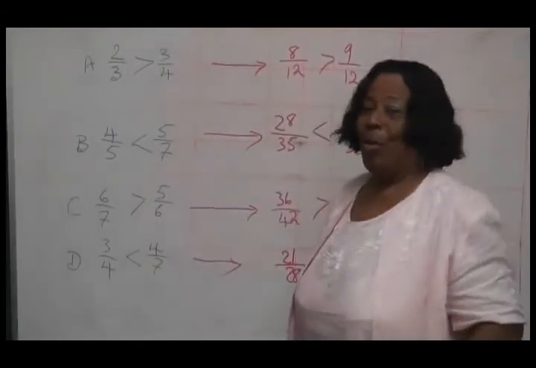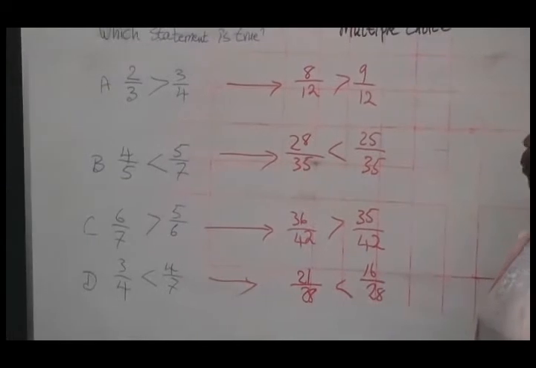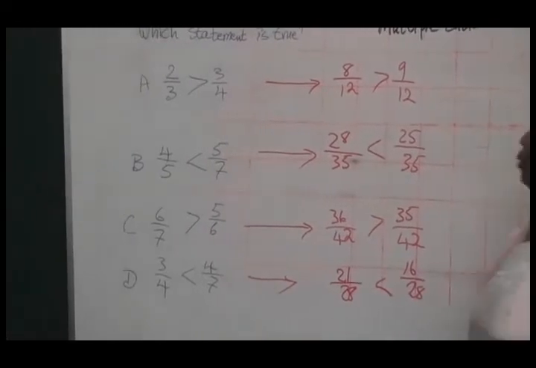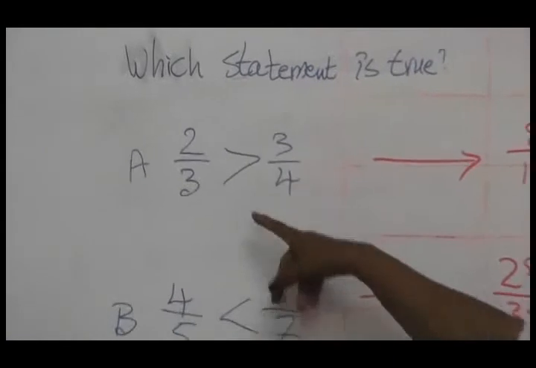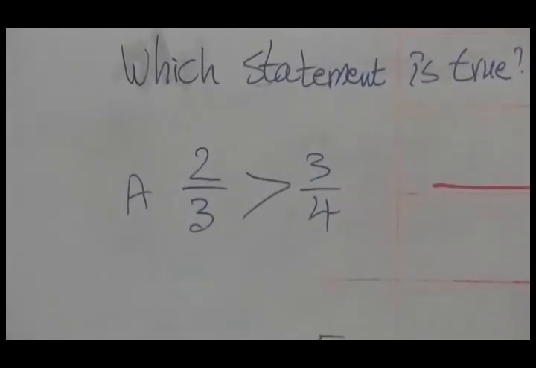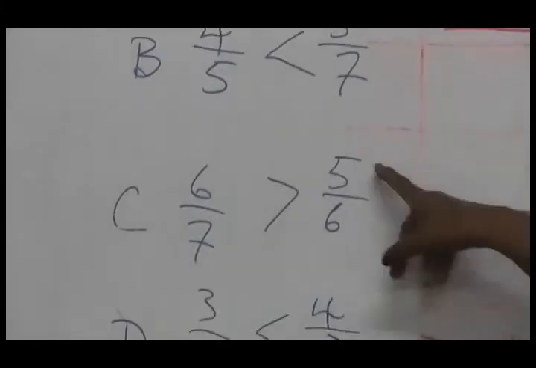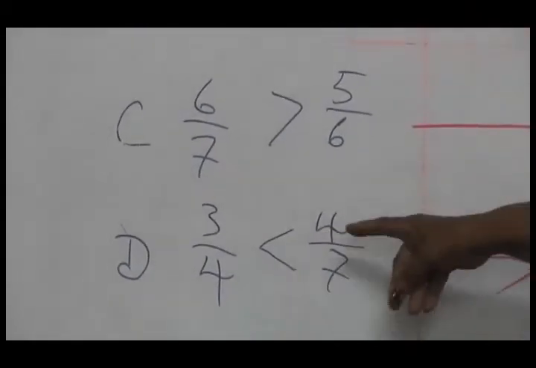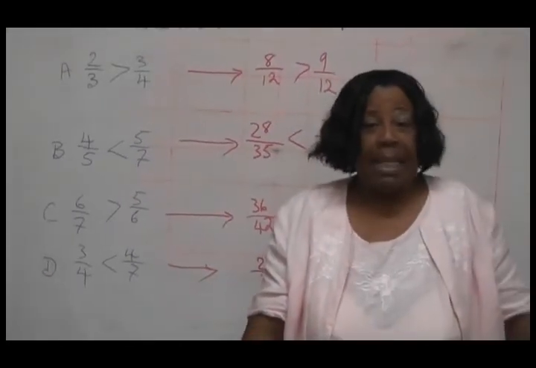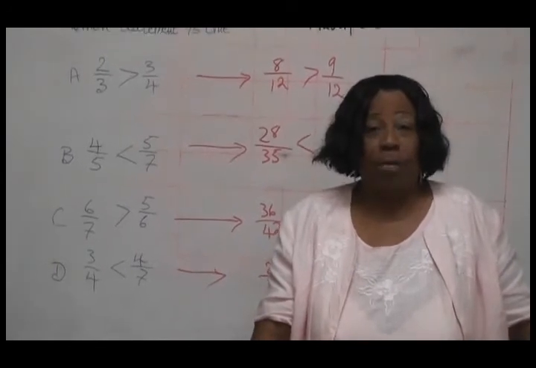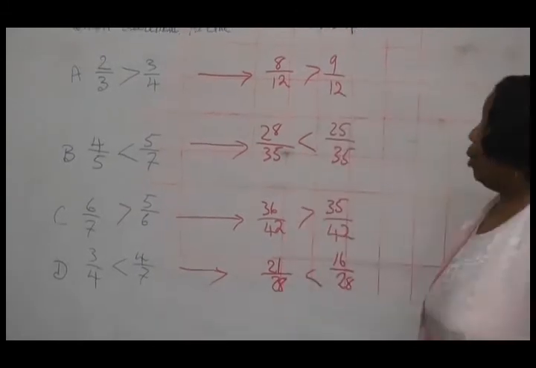Last night, or the day before, what did we do? We were asking which statement is true, and we gave you these: is 2/3 greater than 3/4, or 4/5 less than 5/7, or 6/7 greater than 5/6, or 3/4 less than 4/7. This sign means greater than. And we say, how do you know what to call them? And remember what we say? The names come from the denominators. So if you had an 8 for a denominator and a numerator of 2, you say 2/8. So that is how we know how to call the fractions.